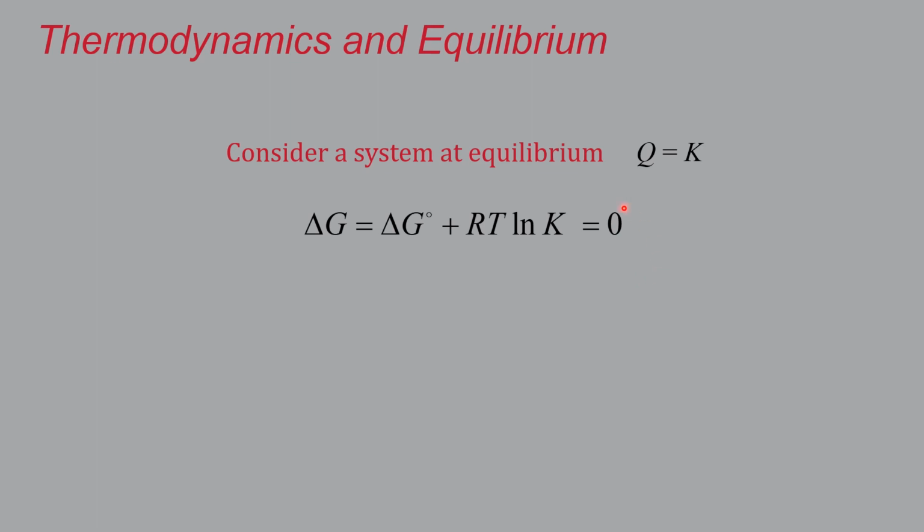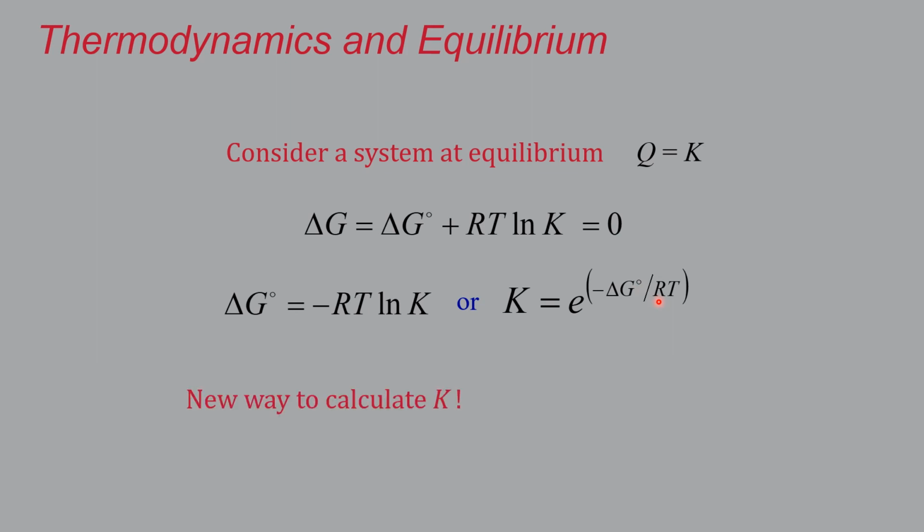Now, if you examine this middle part of the equation, if you know that these two add up to 0, then that means that they must be opposite, so that the standard delta G is equal to the negative RT natural log of K. Or if you rearrange it just a little bit, K is equal to e to the negative delta G standard over RT. And this is actually a new way to calculate the equilibrium constant K.